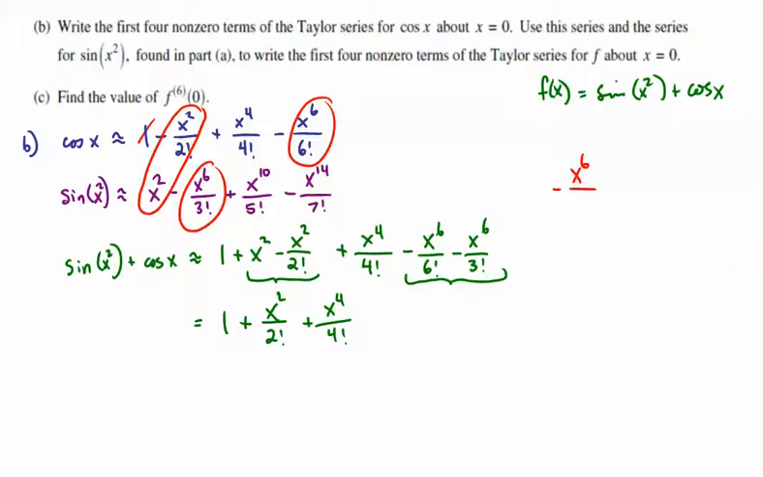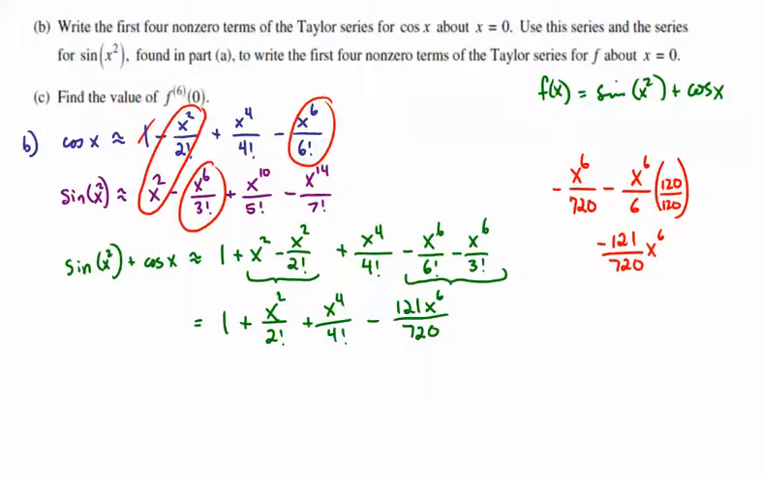6 factorial is 720, and 3 factorial is 6. So we're going to need to multiply top and bottom here by 120 over 120. And we end up with negative 1 over 720 x to the sixth minus 120. So our final answer there is negative 121 over 720 x to the sixth. And I'll write that in here. It's a minus 121 x to the sixth over 720. And so that does it for part B.